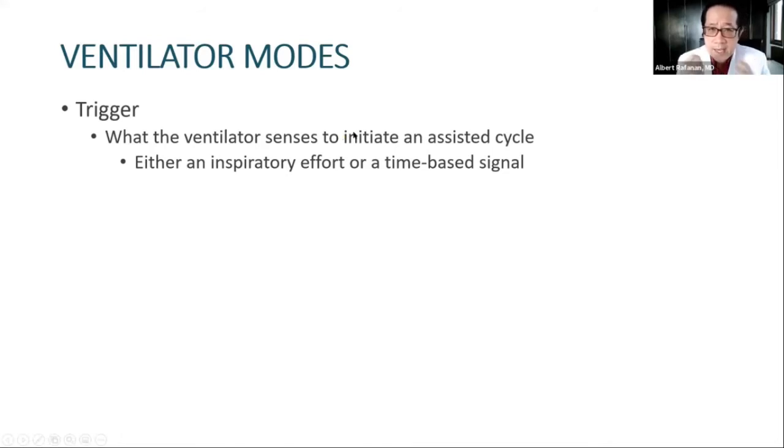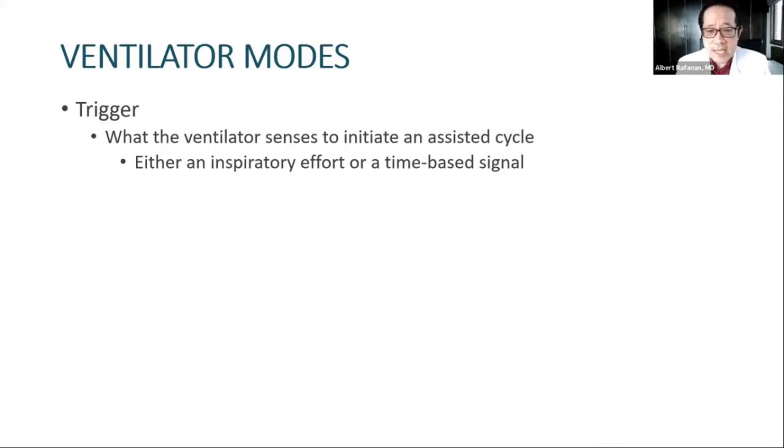When you're ambu-bagging somebody, what triggers you to ambu-bag? It is when you see the patient taking a deep breath, then you bag. But the machine cannot see your patient taking a deep breath. How do they know that the patient is initiating a breath? They detect an inspiratory effort, either a change of flow or a change of pressure to the ET tube. The machine detects that and gives a ventilator breath that triggers it.